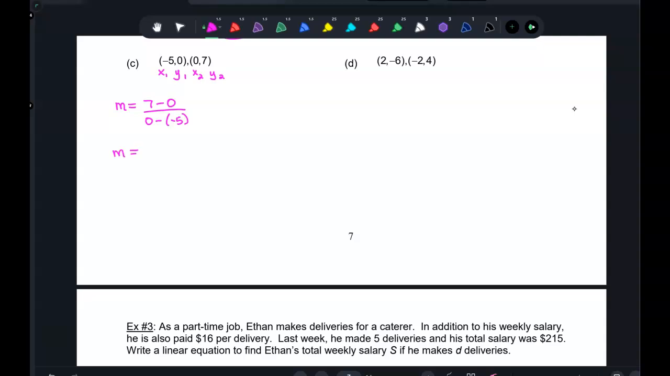Oh, I have the answer. I think I did the wrong... Wait, tell me what it was. Yeah, I think I did the wrong. Do 7 minus 0 and then 0 minus negative. Can I show you the answer in this case? No, please don't. He's just showing it to me.